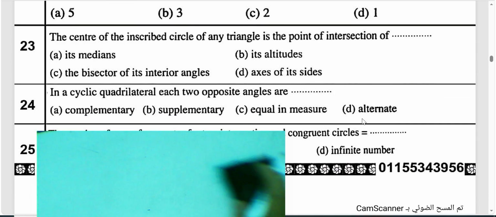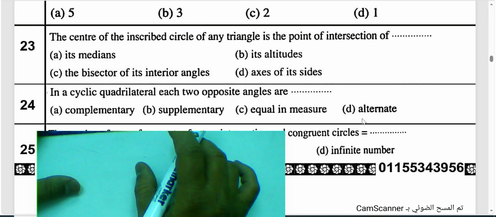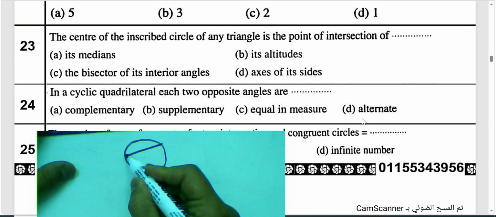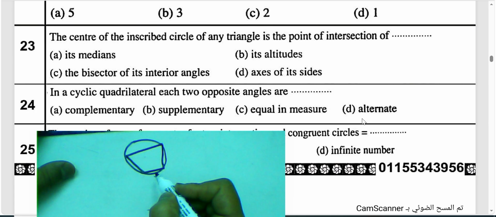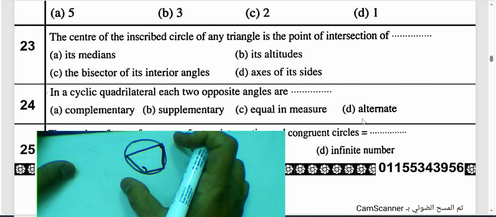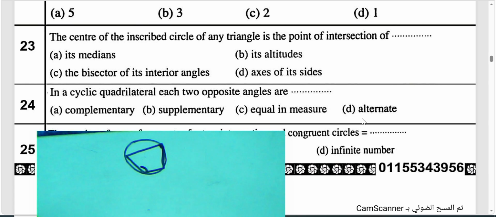In a cyclic quadrilateral, each two opposite angles are what? Who can tell me? I will tell you this example. We know a cyclic quadrilateral is a figure with 4 sides whose vertices all lie on the circle, like this. So the measures of each two opposite angles here sum to 180. Then we call them supplementary angles. Supplementary angles, choose letter B.